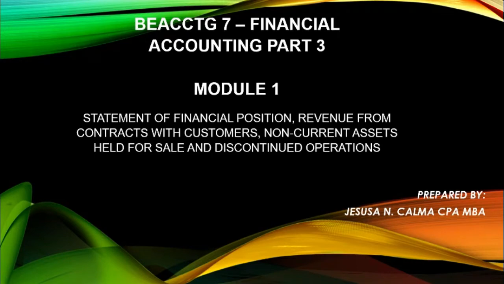We are now on our Financial Accounting Part 3, which is the continuation of Financial Accounting Part 1 and Part 2. It is all about how our financial statements are recorded, how a financial statement is accounted for, no? So in Module 1, we have statement of financial position, revenue from contracts with customers, non-current assets held for sale, and discontinued operation. So these are the three parts of Module 1.